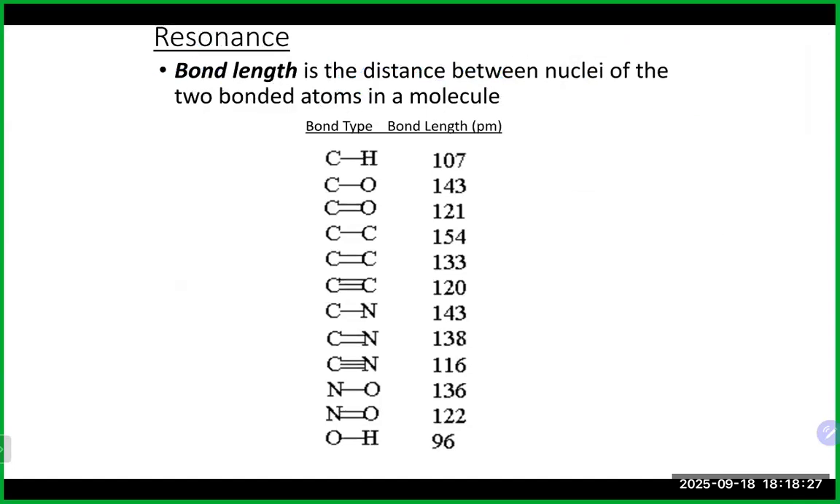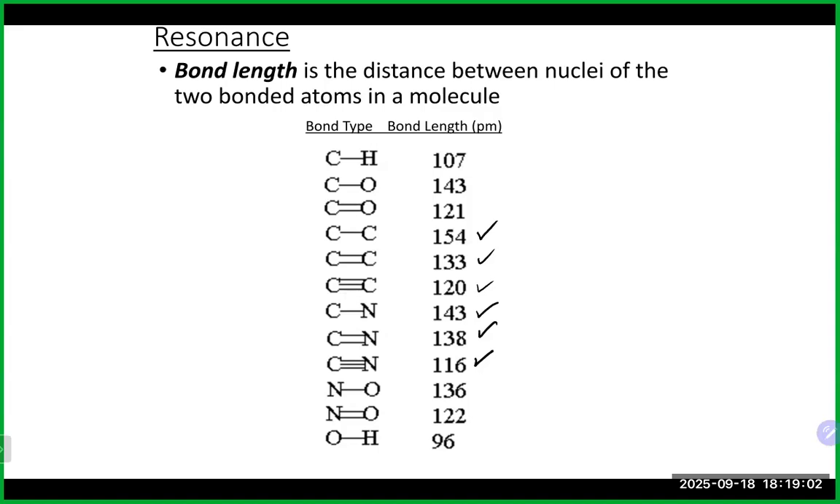All right, so we talked about resonance, but before we get into that again, we're going to talk a little bit about bond length. And this is a table of bond lengths in picometers. You don't have to memorize it or anything like that. But if we look at this table, that's the carbon-carbon single bond, carbon-carbon double bond, and carbon-carbon triple bond. It goes from 154 for the single, 133 for the double, and 120 for the triple bond. If we look at carbon-nitrogen, single, double, and triple, the carbon-nitrogen bond goes from 143 to 138 to 116.